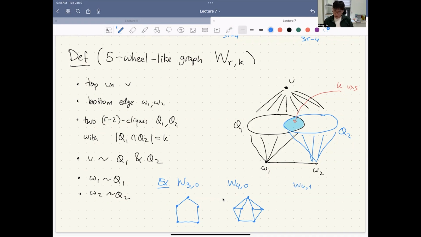Let's draw one more. Well, almost the same. You have top vertex and bottom edge. In the middle, you have two cliques of size 2, but now their intersection is size 1. So it looks like they have a common vertex. V, as usual, joined to everything. But now W1 is joined to these two. W2 is joined to these two. This is an actual wheel. So probably that's how he came up with this name. That's the structure.